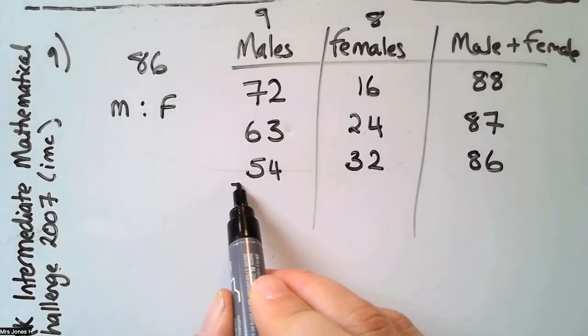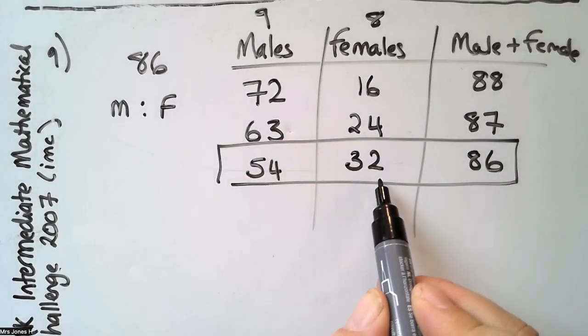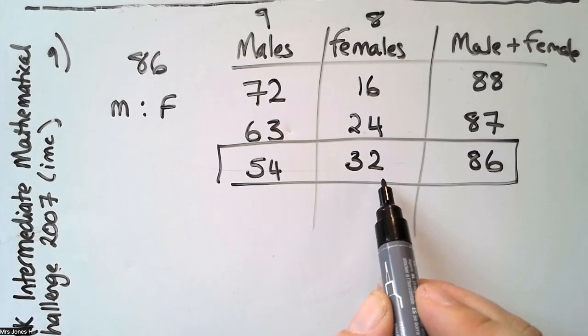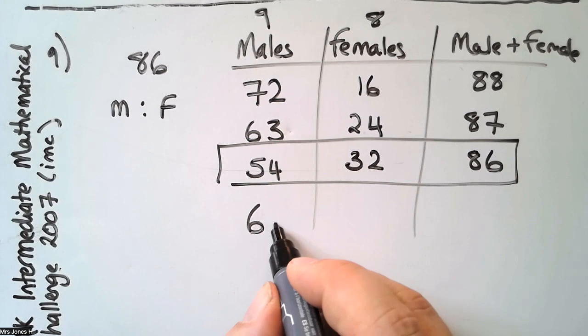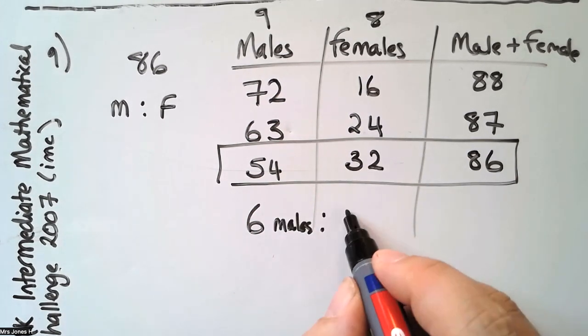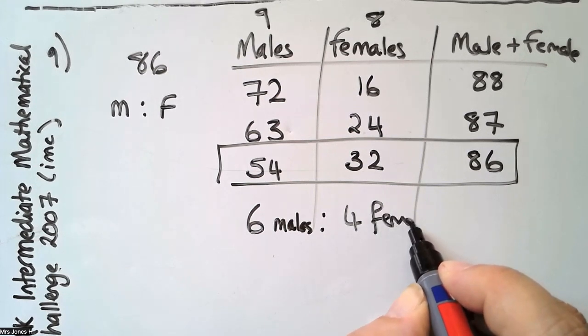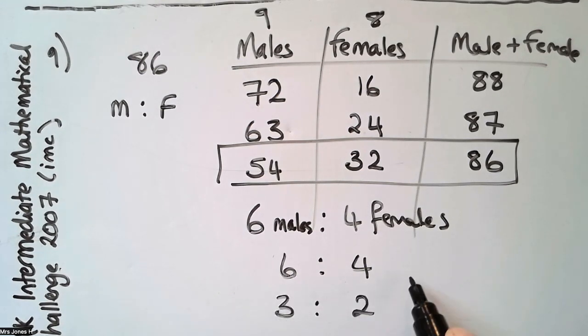So this option, where the males have 54 stripes and the females have 32 stripes, sounds good to me. This gives me 6 males. 32 would give me 4 females. So this is a ratio of 6 to 4, also known as 3 to 2, and therefore the answer is B.